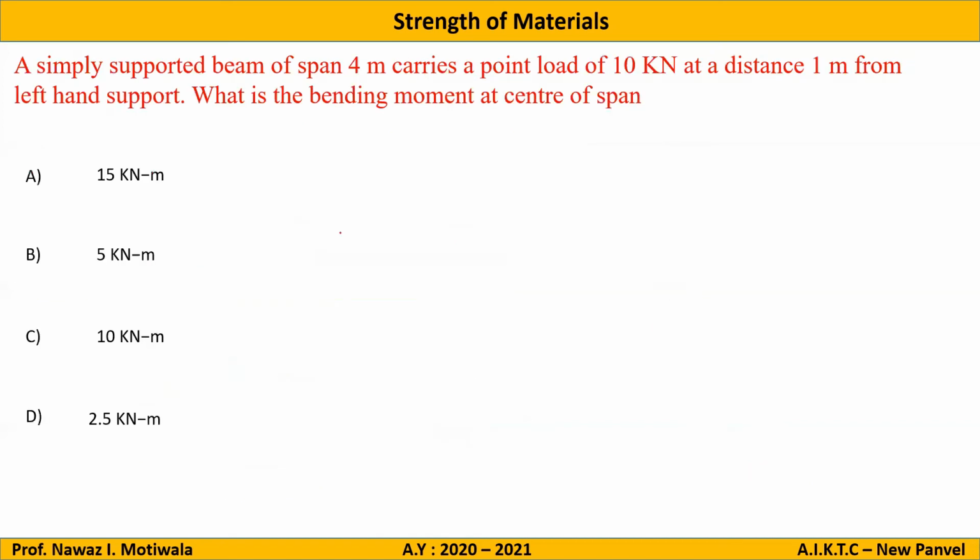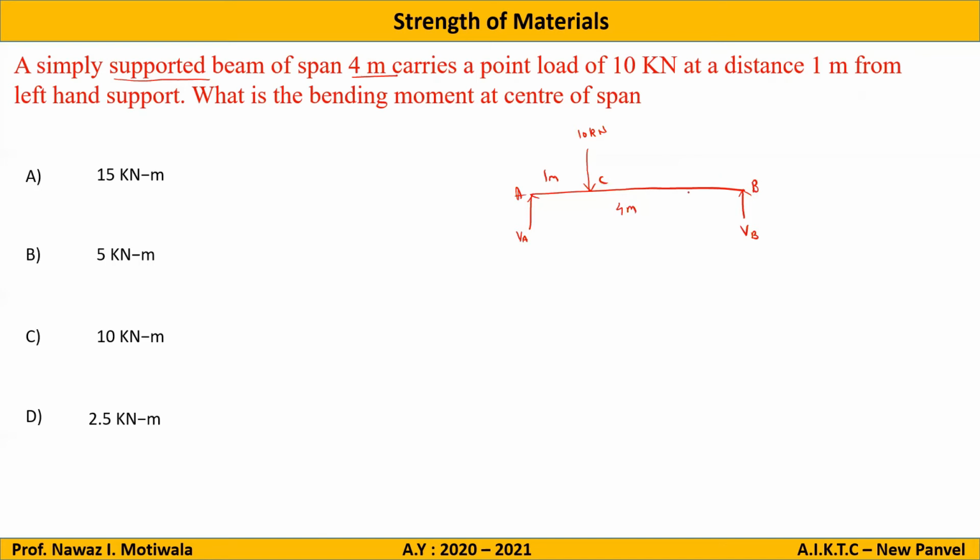Next question. A simply supported beam of span 4 meter. Okay, so I will make a simply supported beam of span 4 meter. It carries a point load of 10 kilonewton at a distance of 1 meter from the left hand support. So from the left hand support, it is at a distance of 1 meter and there is a force of 10 kilonewton. Okay. So let us say this is VA and this is VB.